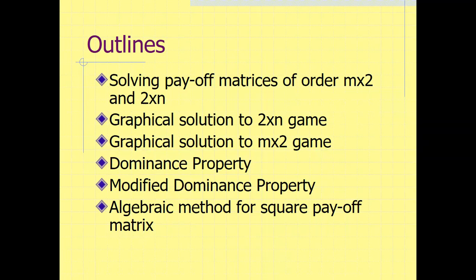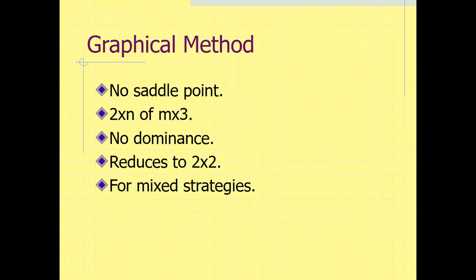After going through this, you would be able to reduce the size of the game of order 2 by n to that of a simple game of order 2 by 2, reduce the size of the game of order m by 2 to that of a simple game of order 2 by 2, apply the dominance property to reduce the size of the game, and evaluate the value of the game after reducing the size of the game to 2 by 2. Now let us first discuss the graphical method to solve a game of order 2 by n.